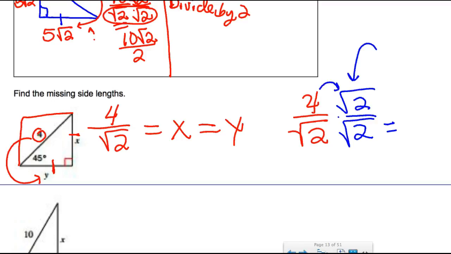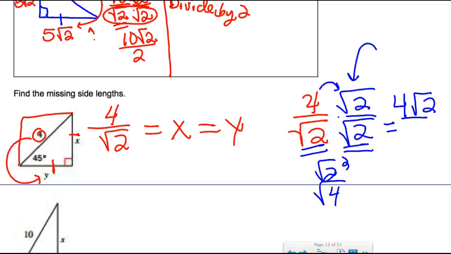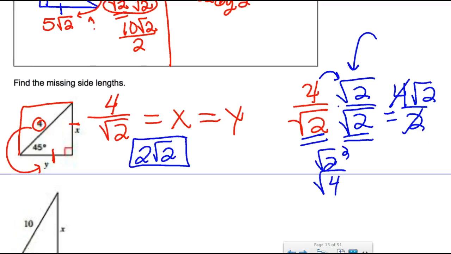So on the top, when I multiply, I get 4 times the square root of 2. On the bottom, root 2 times root 2 is root 2 squared, or you might want to think of it as root 4, but either way it's 2. And you can see that these two now cancel. So my answer is 2 root 2 for both x and y.